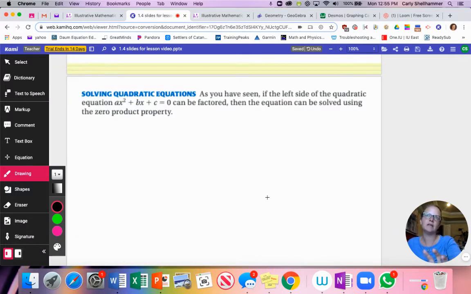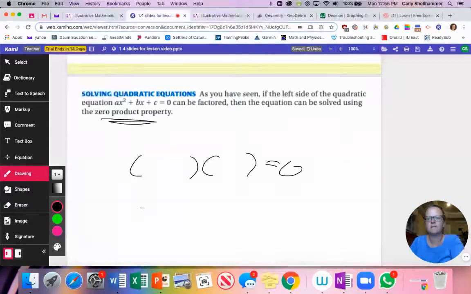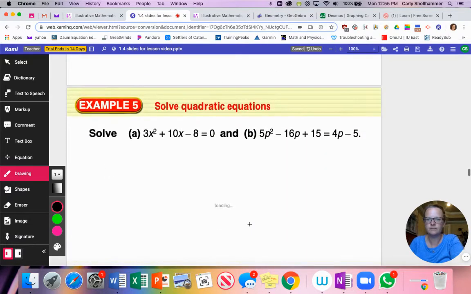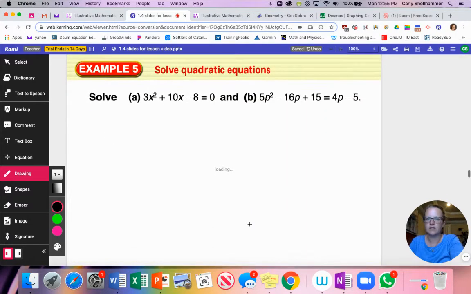Now with the last lesson, we factored and then we solved. With this lesson, again, we are factoring and then solving. So nothing is different. We're still using that zero product property rule, where we take our 2 binomials and we set each one equal to 0 and then solve for the variable, just with algebra. So let's go ahead and try one.